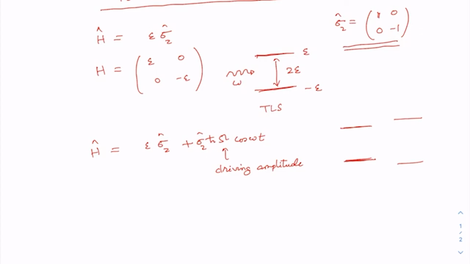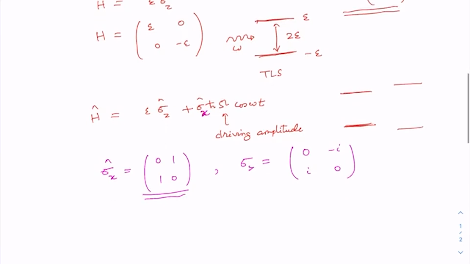So if we really want to have nice physics out of it, we'll apply a drive like this, say sigma x or sigma y. We know that the Pauli matrix sigma x is 0 1 1 0, or we can have sigma y also, because its off-diagonal elements are non-zero. And this is basically going to induce transition between the energy levels.